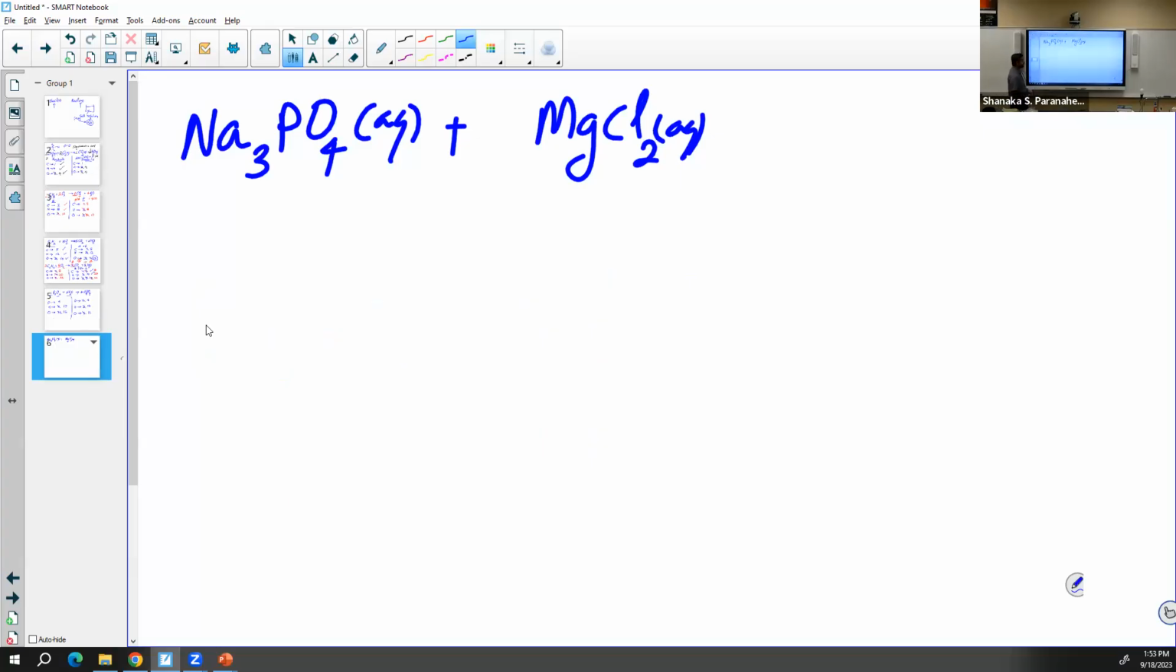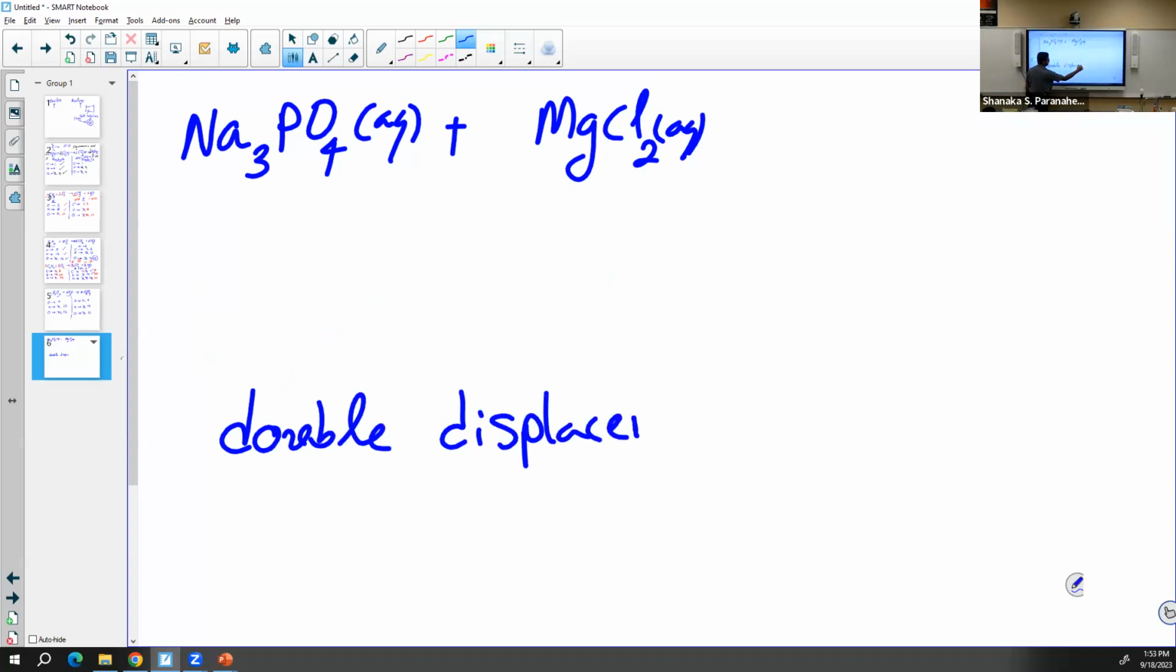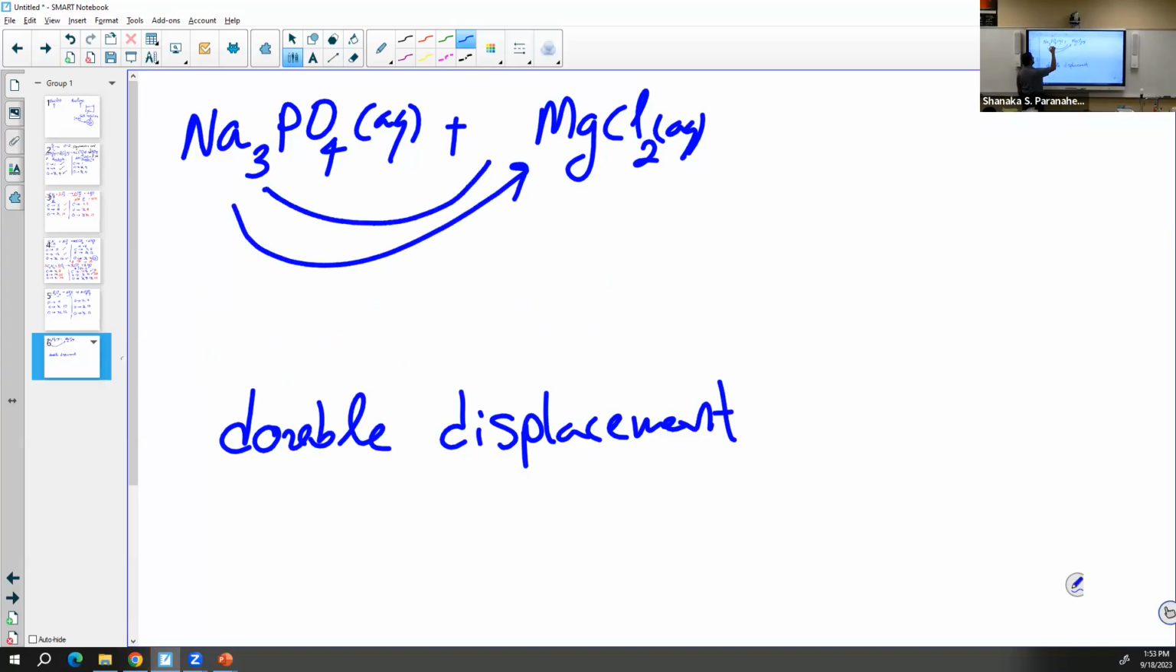And this is another type of reaction. We're going to talk about these types of reactions from chapter 4. The name given for these reactions is double displacement. Double displacement type reaction. So magnesium replaces sodium and sodium replaces magnesium. So that's how we get the products. Magnesium is going to combine with this anion and sodium is going to combine with this anion.